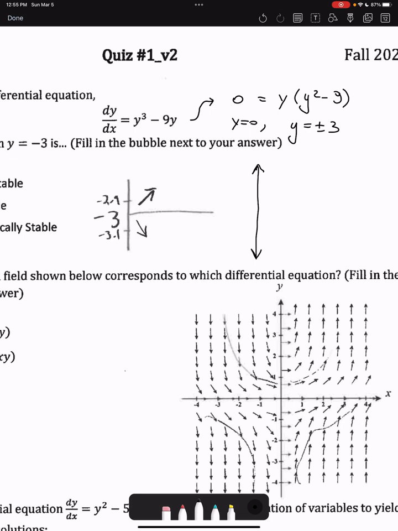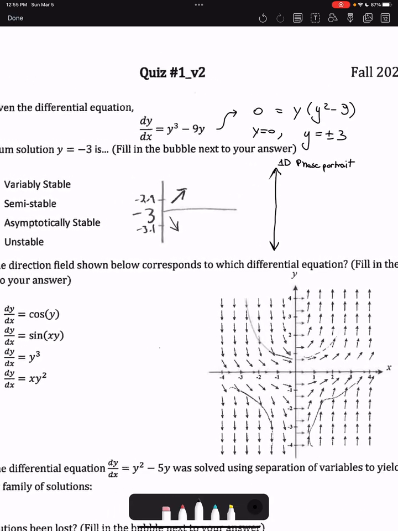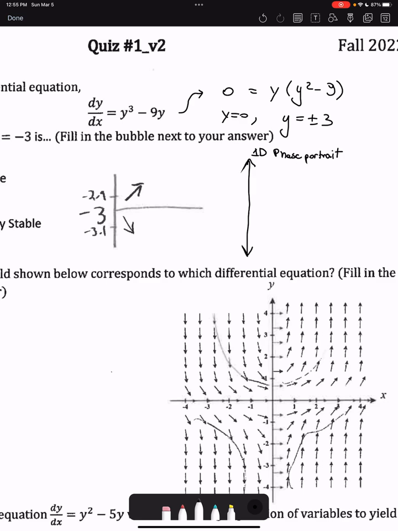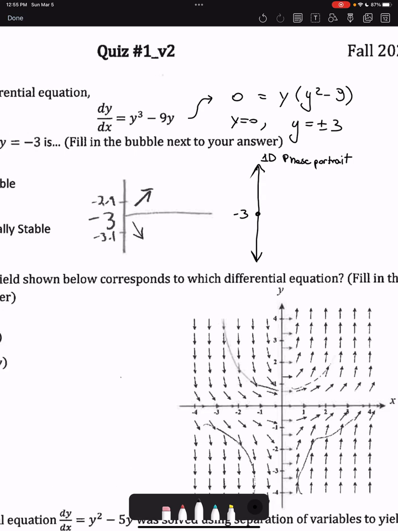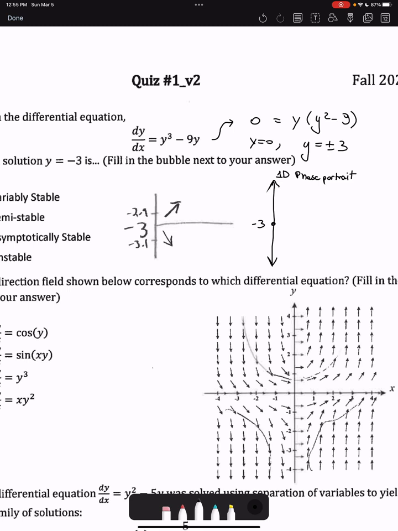Then, as is shown here, you draw a 1D phase portrait, and then from that you say, okay, well, we have a -3, so let's say this is -3, and we look slightly above -3. So if we put something slightly above -3, this is going to be negative, and it's going to be bigger than this, right? Because -3 to the third is -27.